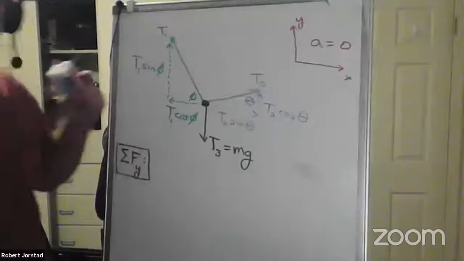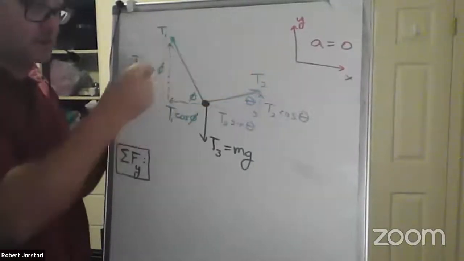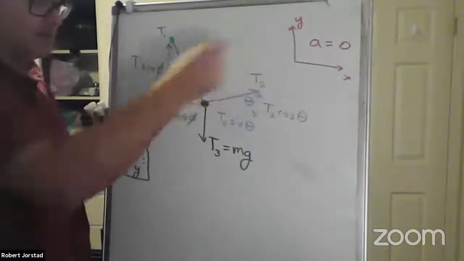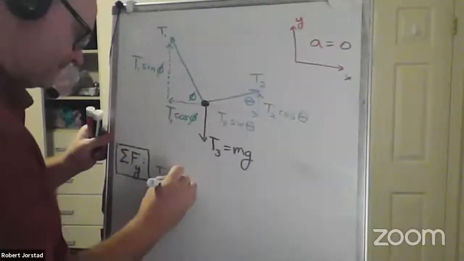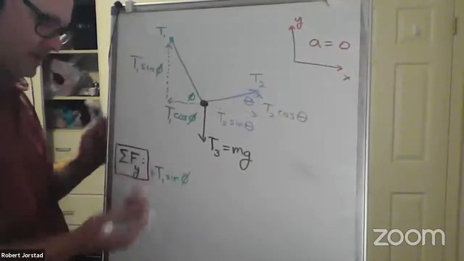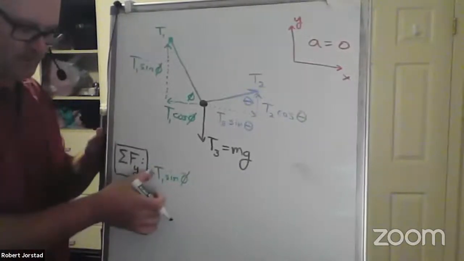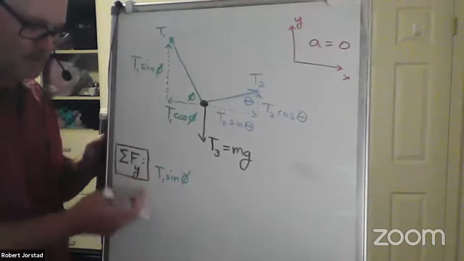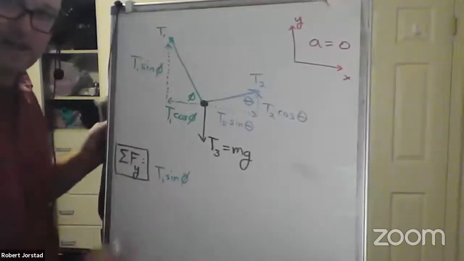T1 sine phi, correct. According to this picture in this coordinate system, would that be positive or negative? Positive. All right. So T1 sine phi. Now, I could draw a little plus symbol here, but why bother? It's the first term. If it's positive, I'll just leave it alone. But you could write that there. Cool. This is in the positive J hat. Good.